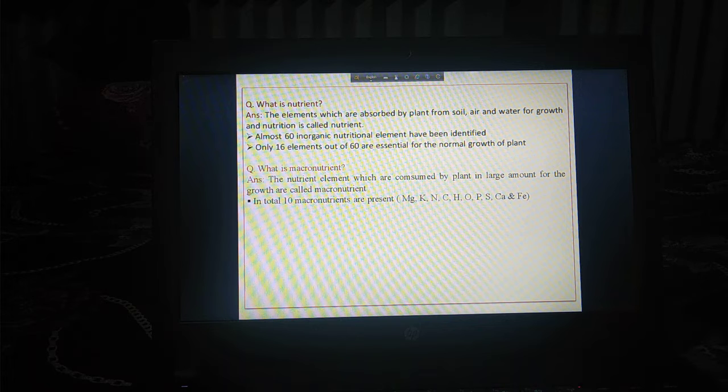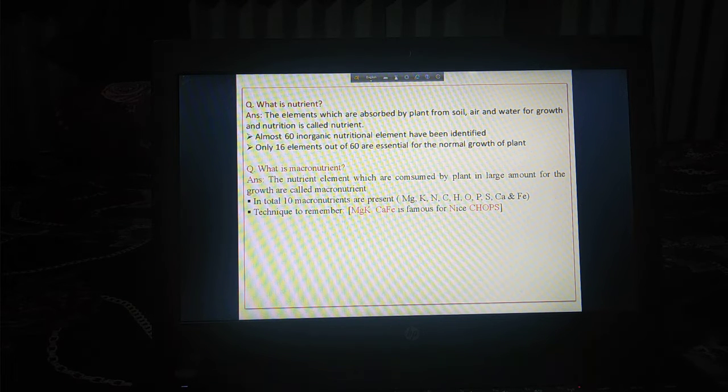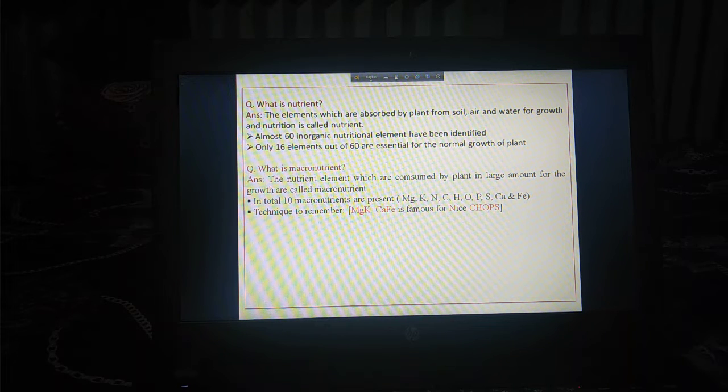So how can we remember all the names of macronutrients? Technique: MGK Cafe is famous for nice chops. Suppose there is a cafe MGK. So this MGK Cafe is famous for nice chops. Here notice the red color indication. Mg for magnesium, K for potassium, Ca for calcium, Fe for iron, N for nitrogen, C for carbon, H for hydrogen, O for oxygen, P for phosphorus and S for sulfur.